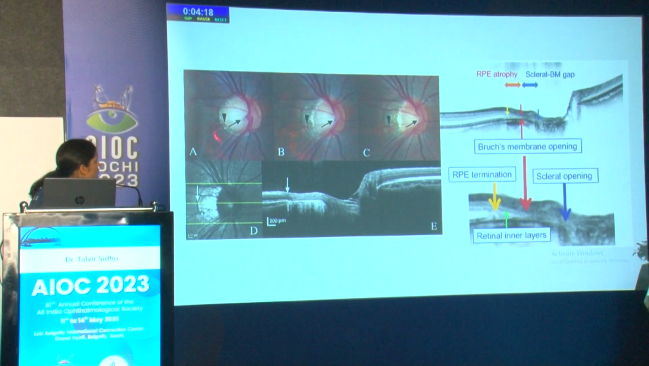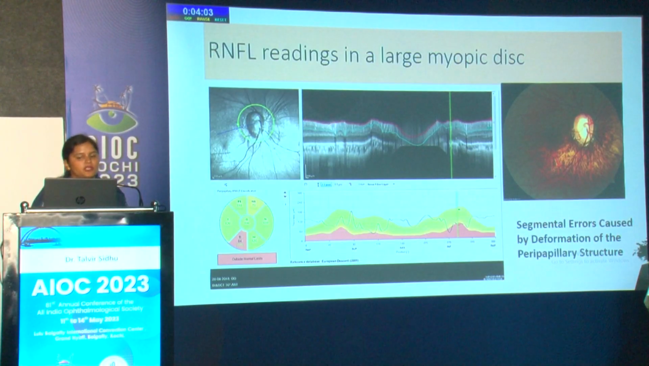So this was a child who was followed up for 6 years, and it showed that the Bruch's membrane opening has shifted away from the optic disc margin, which will not give you very good neuroretinal rim findings. So this is another thing that we have to take into consideration.